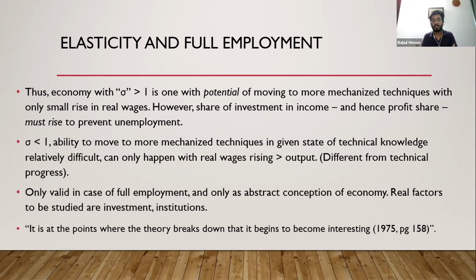What actually has to be studied are investment and institutions. Robinson's idea is to say that sigma is not a determinant of inequality. It is an expression of the potential of this economy to accommodate more investment and more profits if it has to maintain full employment in a situation of capital deepening. How much can output per head rise? How much will real wages rise if output per head rises? How much should investment increase in order to maintain full employment?